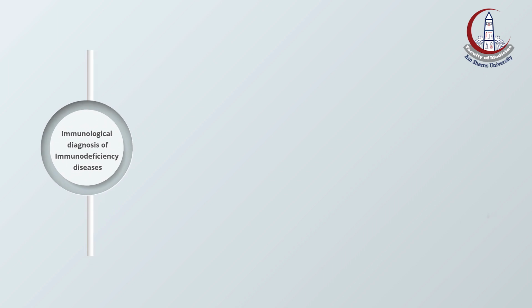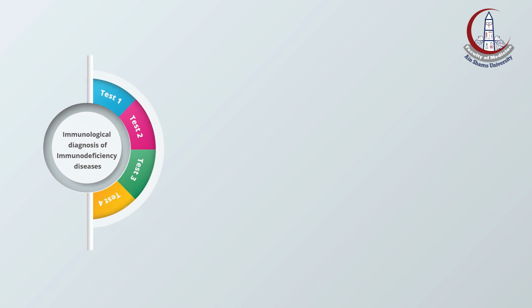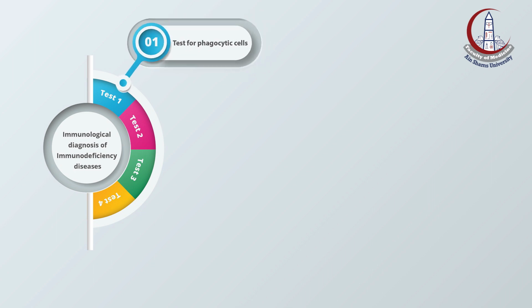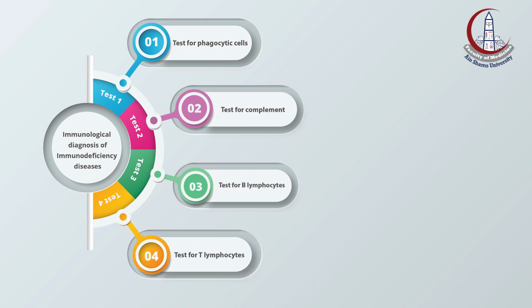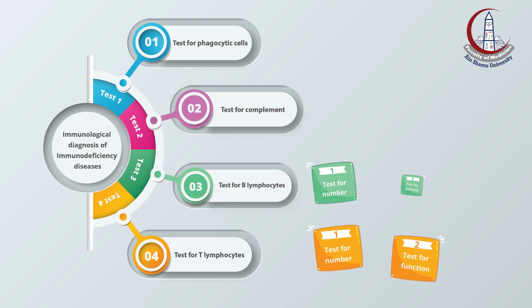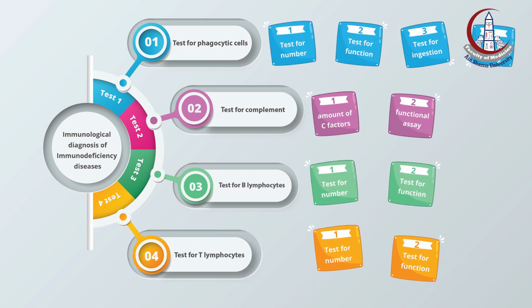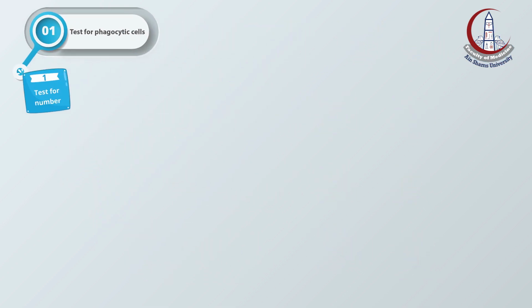Therefore, for simplicity, we basically divide immunological diagnosis of immunodeficiency diseases into four basic categories: tests for phagocytic cells, tests for complement, tests for B lymphocytes, and tests for T lymphocytes. For each one of them, we divide them into tests determining numbers or quantity, and tests determining the function. Let's start off with tests for phagocytic cells. As we said, the first item would be tests for the number of phagocytic cells.